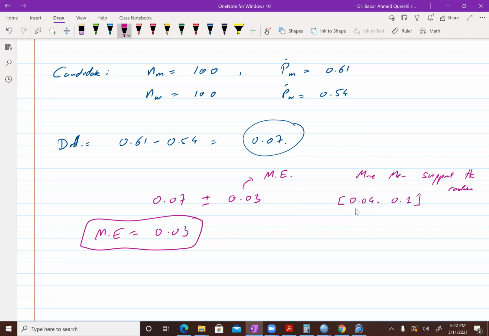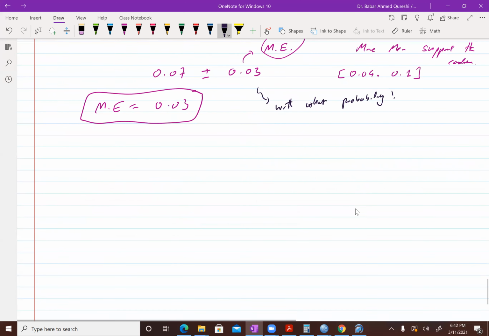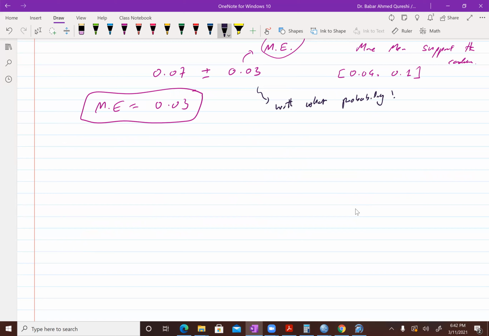But does it make any sense? Because they just pulled this margin of error out of thin air. Who told them that this is the acceptable margin of error? When you're saying the margin of error, the most important thing is you have to say with what probability? What probability? So you can compute it.